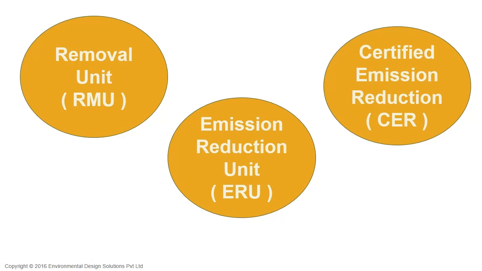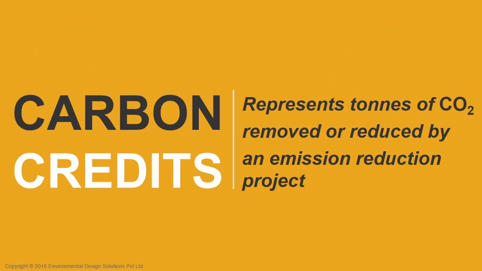So, a carbon credit or a carbon offset is an instrument that represents a ton of carbon dioxide, or carbon dioxide equivalent as it's called, that's removed or reduced from the atmosphere from an emission reduction project. It means that ERU and CER are also a form of carbon credits.